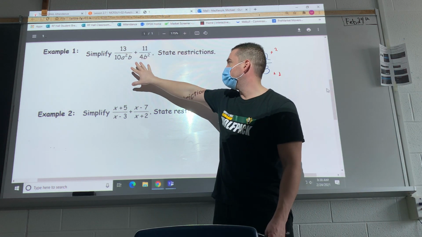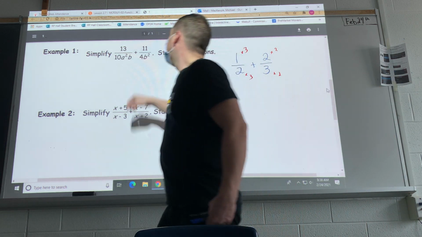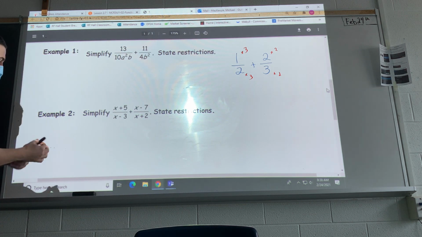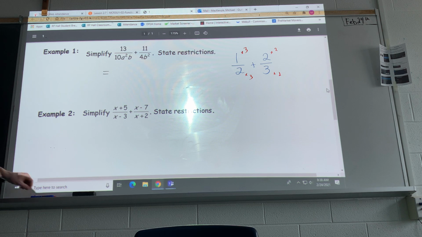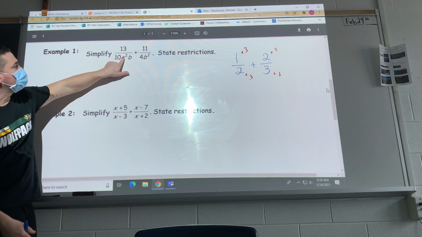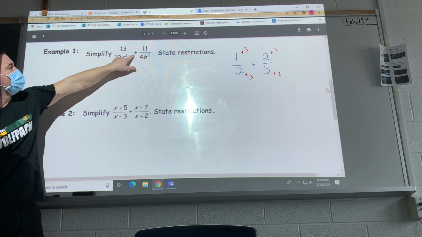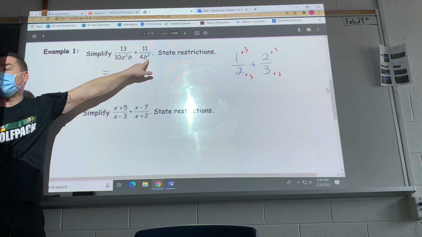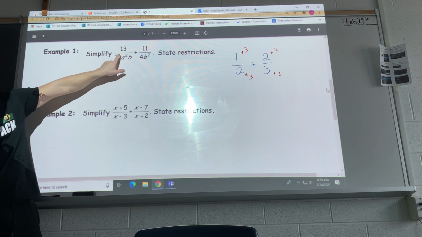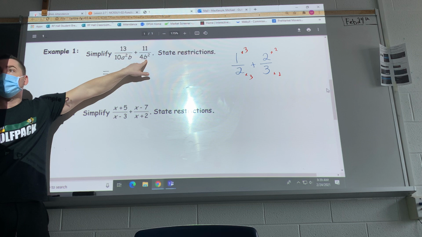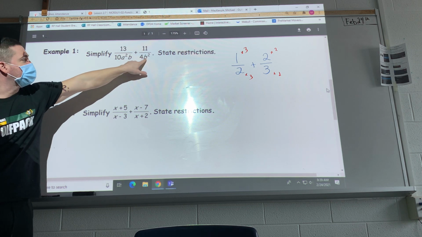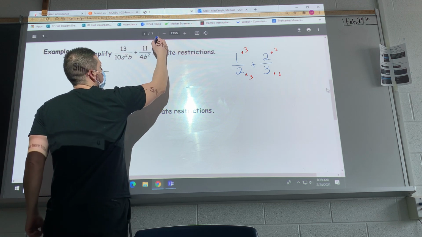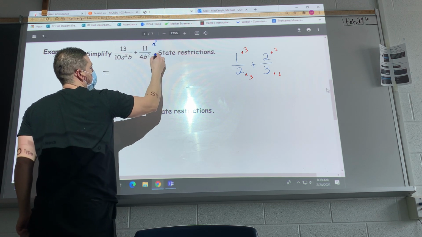Okay, so we're going to do a similar thing here. We have to come up with a common denominator. What does this denominator have that this one does not? An a squared. So we're missing an a squared on here, so we're going to multiply this one by a squared, top and bottom.